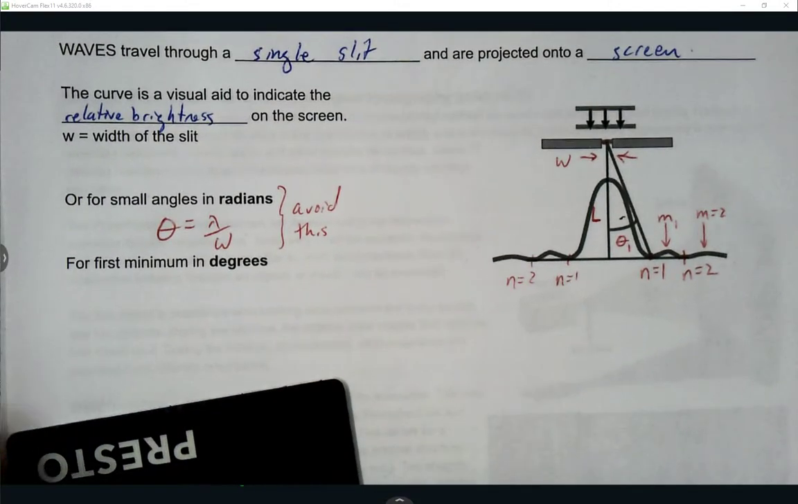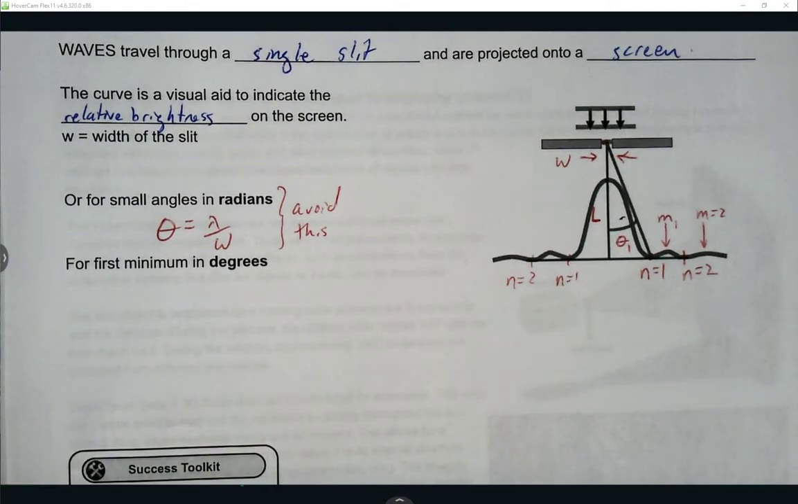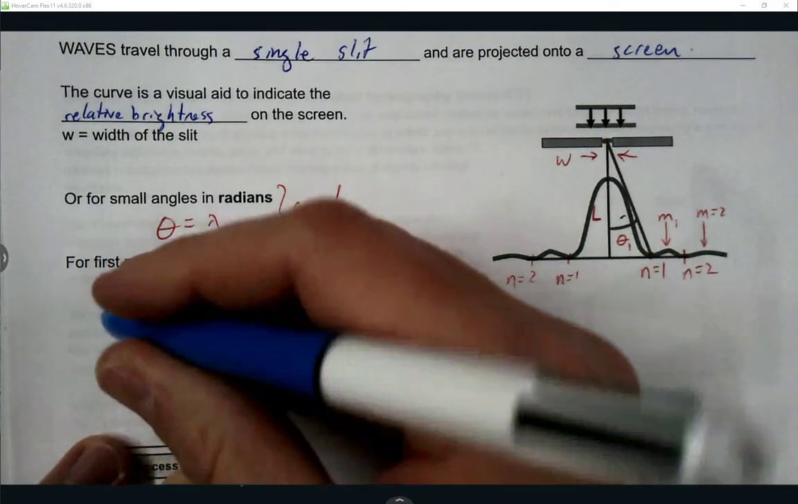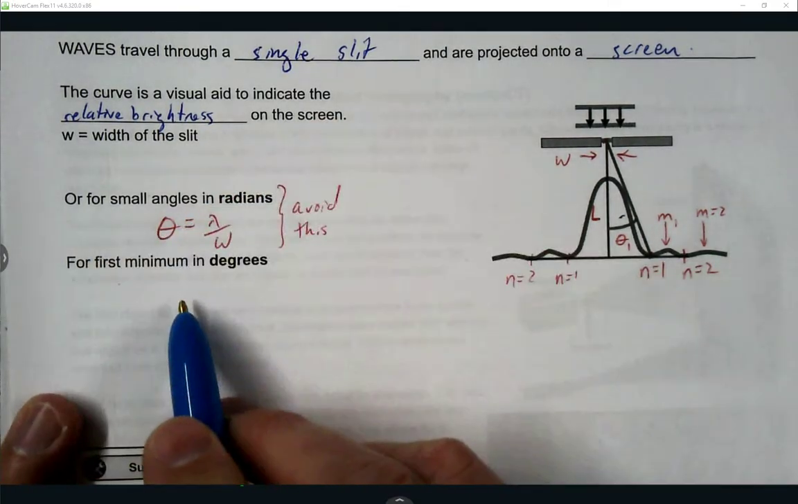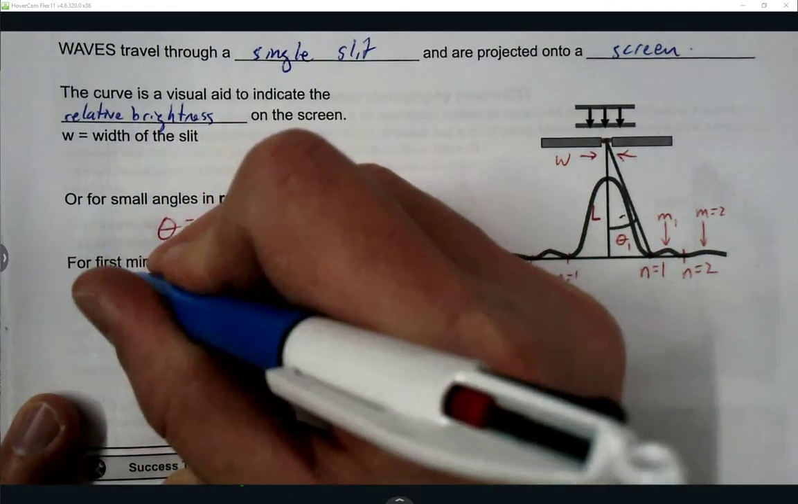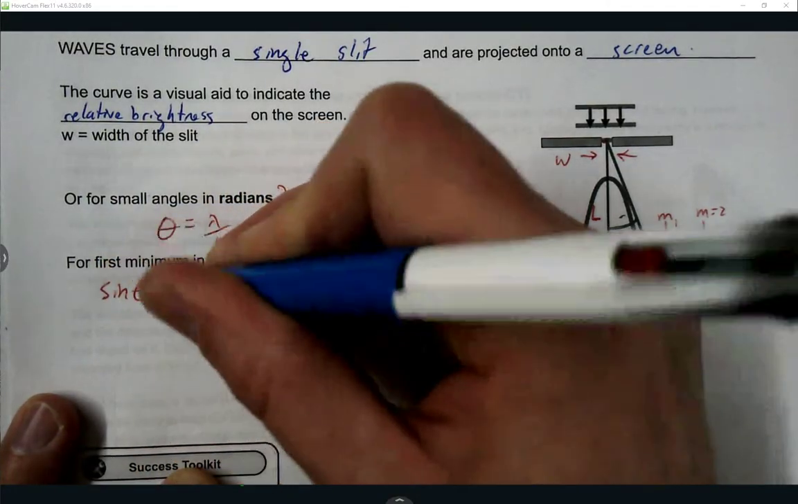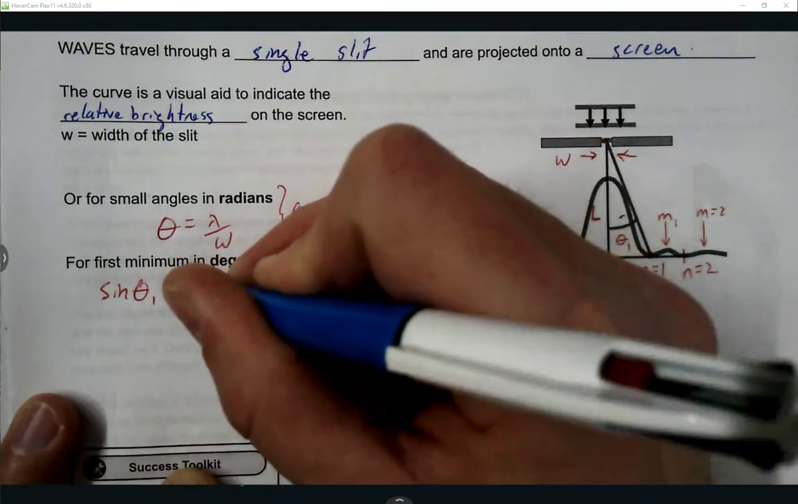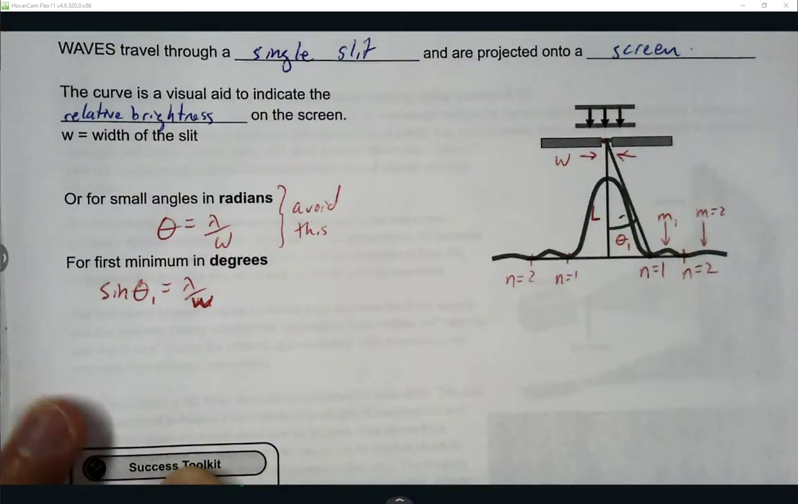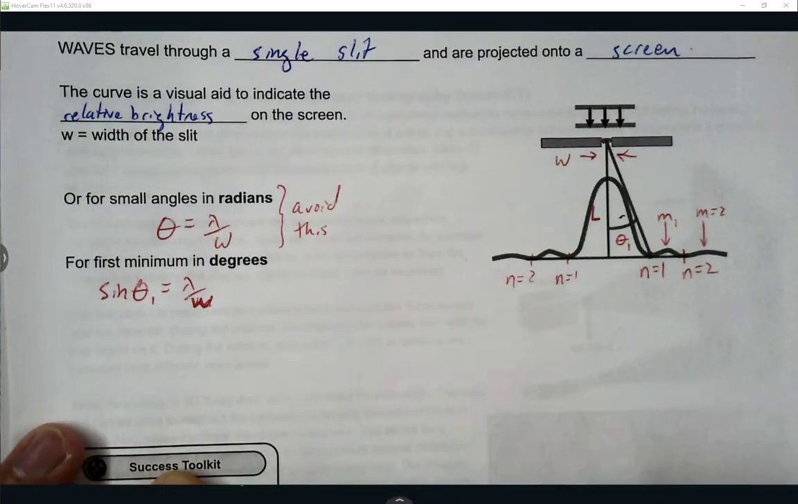And while I'm not going to go through the derivation of the equation like I did for the two-slit interference, I'm going to say this. For the first minimum, the first dark spot, that's the n equals 1, I would say sine of theta 1 is equal to lambda over W. That's if we're using degrees. Notice that I'm differentiating between radians and degrees, and we're going to use exclusively degrees.